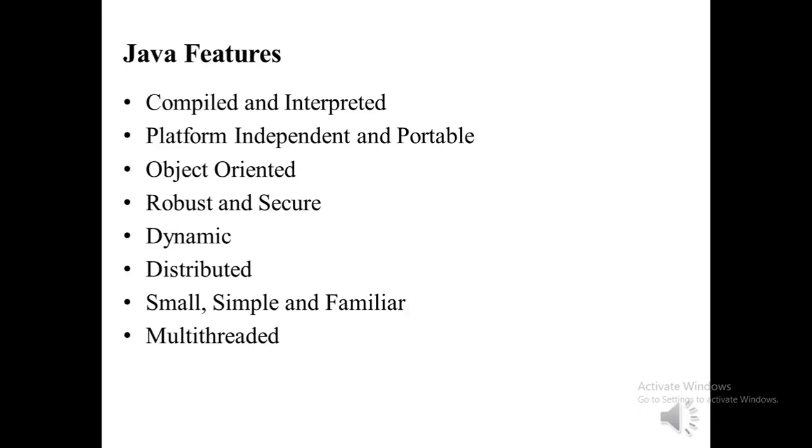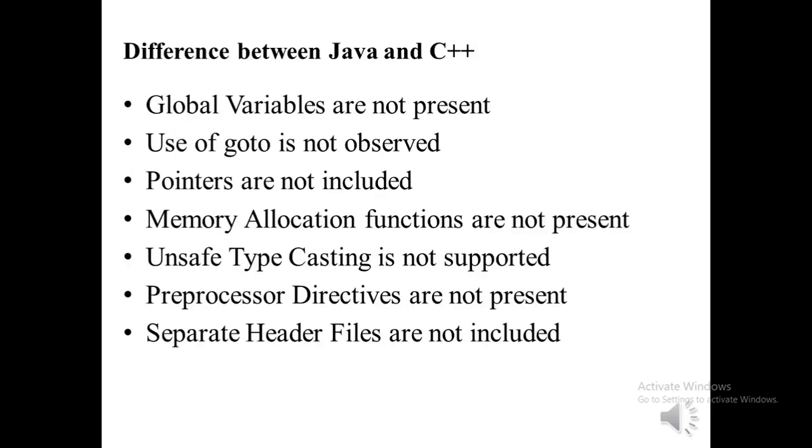It's a dynamic language. It's a distributed language as we are using it for networking purposes also. It's a small, simple and familiar language, and one more main feature of Java is that it's multi-threaded. The program is divided into small threads which are running concurrently. So these are the different Java features.